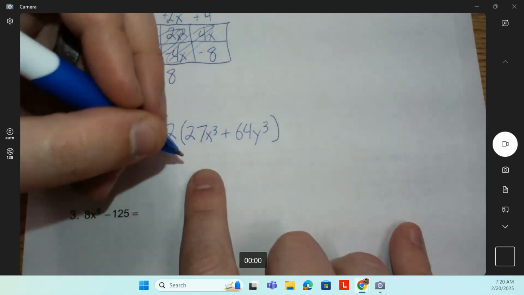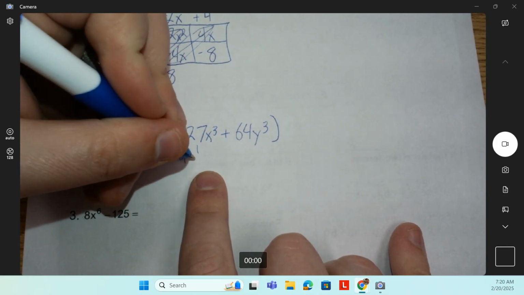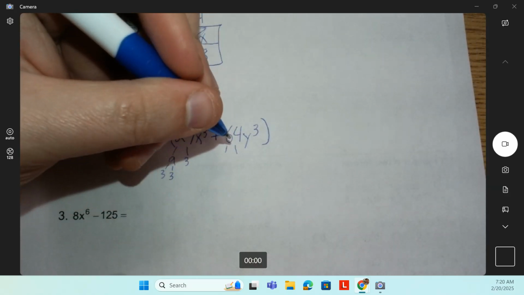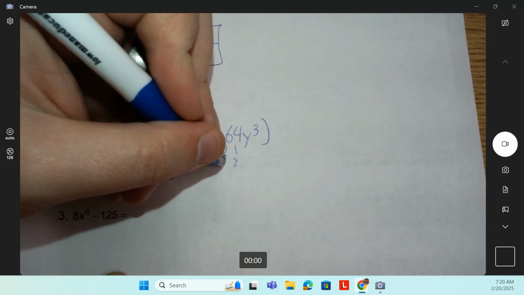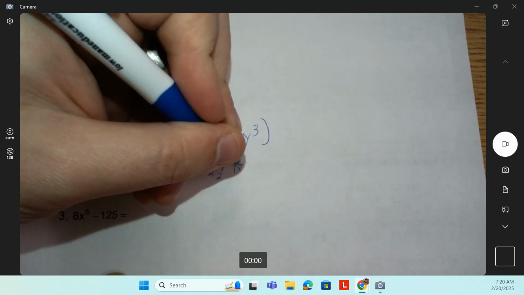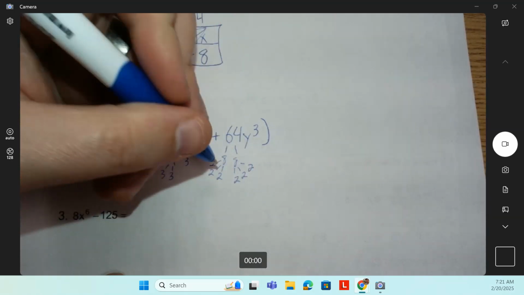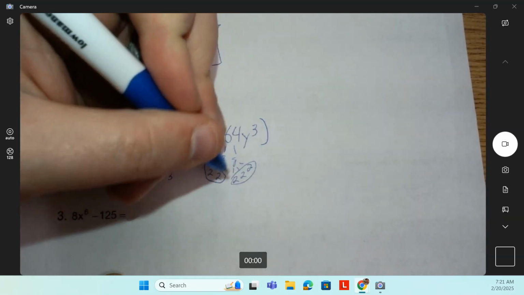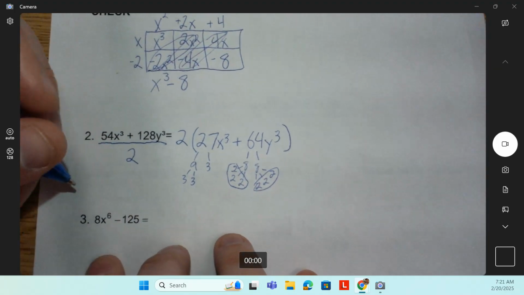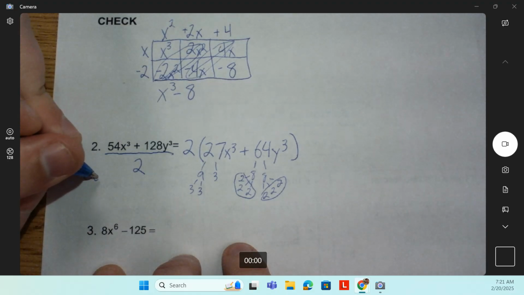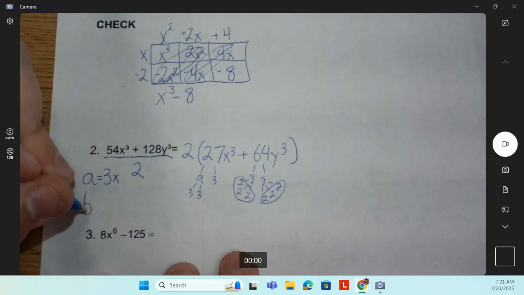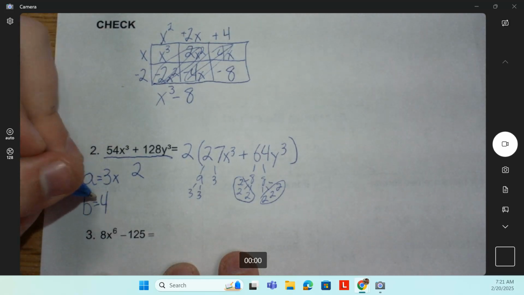And so when you're thinking about splitting it up, 27 is 9 times 3, and 9 splits up into 3 times 3. 64 would be, normally we think of 8 times 8. Remember, 8 splits up into 3 2s. And so what I get is 2 groups of 2, which would combine to give me 4. So when we're figuring out my A and B values, A is going to be 3x, and B is going to be 4y.